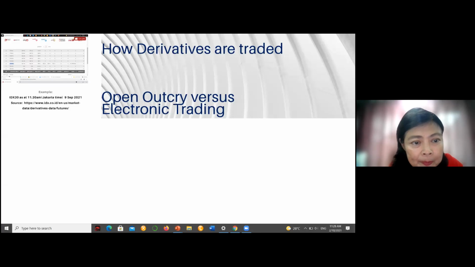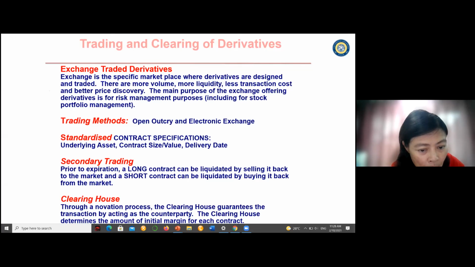Then here, we've gone through all that already. So this is the clearinghouse. The clearinghouse works by a process called novation. The clearinghouse guarantees every trade because it collects a margin for each contract.